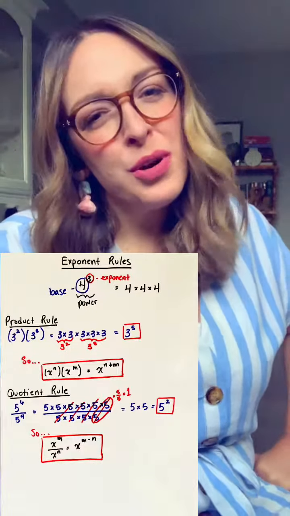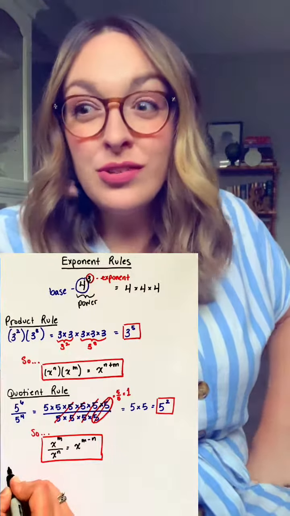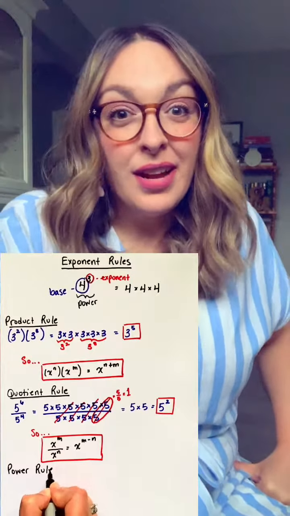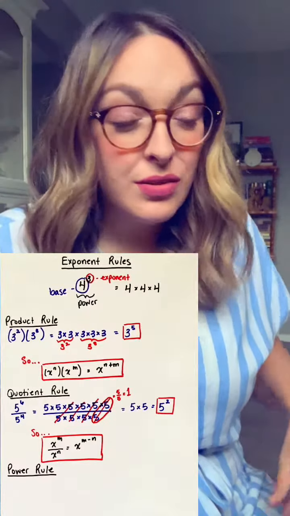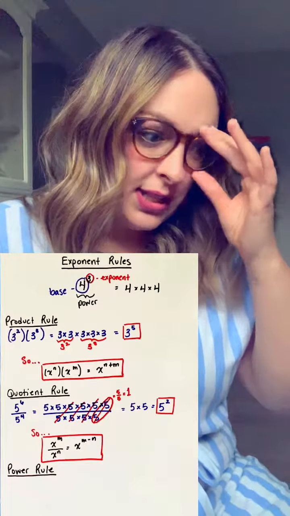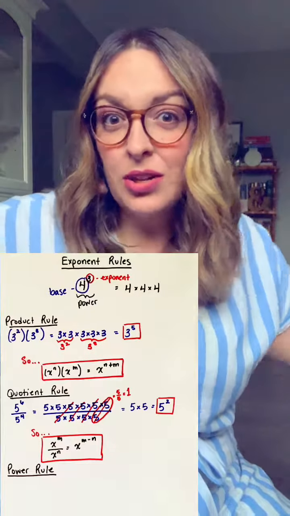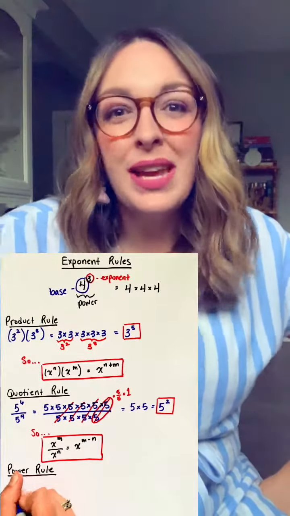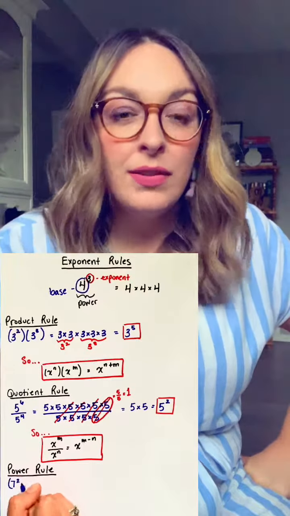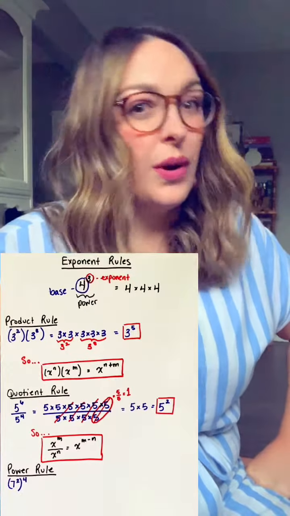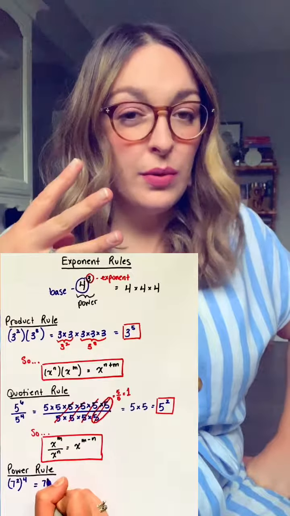Thirdly, we have the power rule, and the power rule is just raising a power to a power. I know that seems really weird and sounds really weird, but you can do that. So say I had 7 squared, and I'm also going to raise that to the power of 4. What does it mean? It means I need to multiply 7 squared 4 times. So 7 squared times 7 squared times 7 squared times 7 squared.